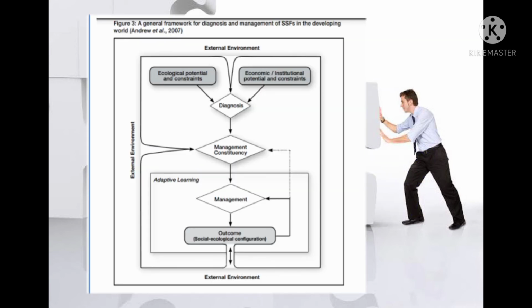Figure 3. A general framework for diagnosis and management of SSF in the developing world. External environment: ecological potential and constraints, economic, institutional potential and constraints, down to diagnosis and management constituency, down to management, down to outcome, social-ecological configuration.